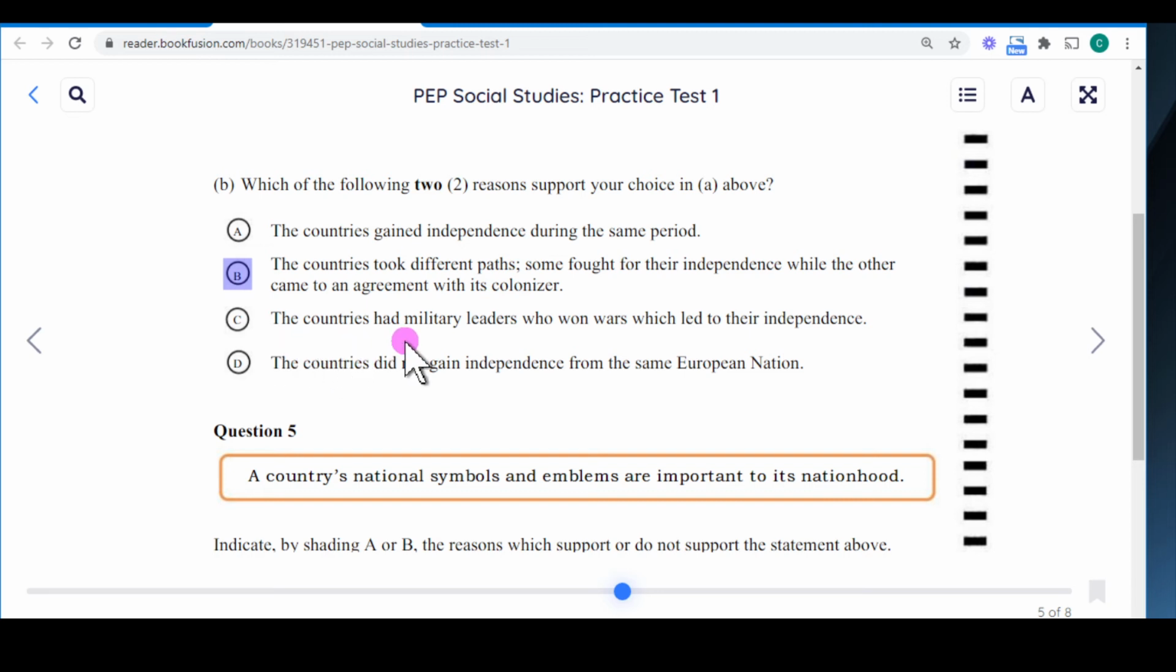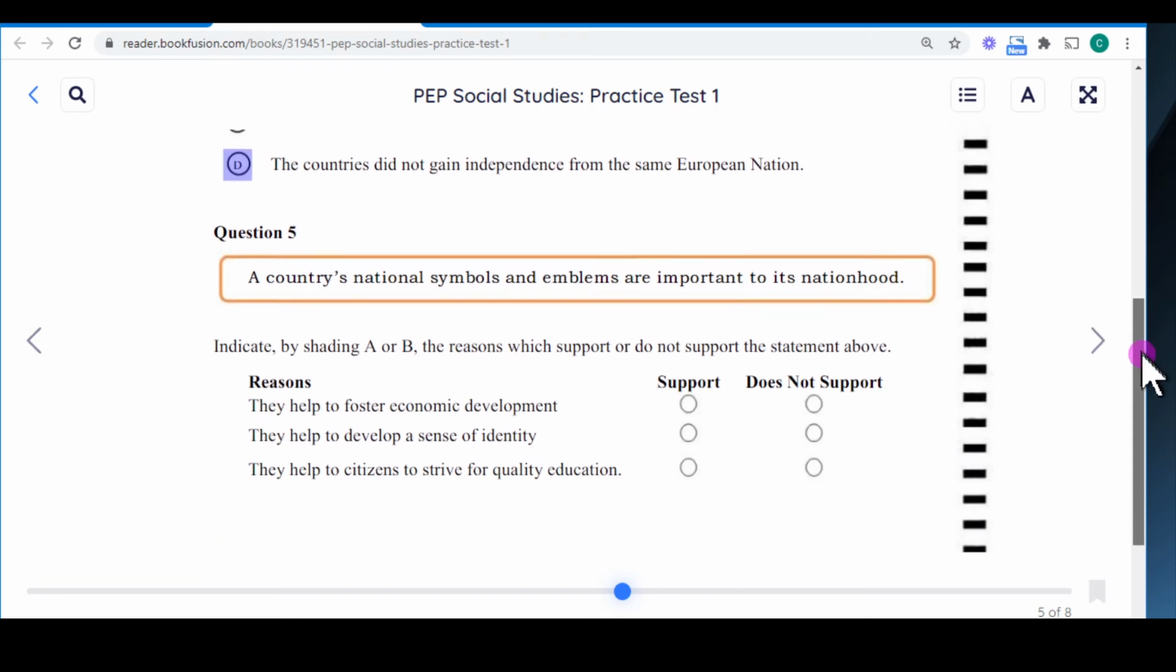The countries had military leaders who won wars, which led to their independence. Jamaica did not have military leaders that won wars, so I can't keep C, so that only leaves me with D. The countries did not gain independence from the same European nations. Well, that's true, so I'll take that. All right, let's go with 5.